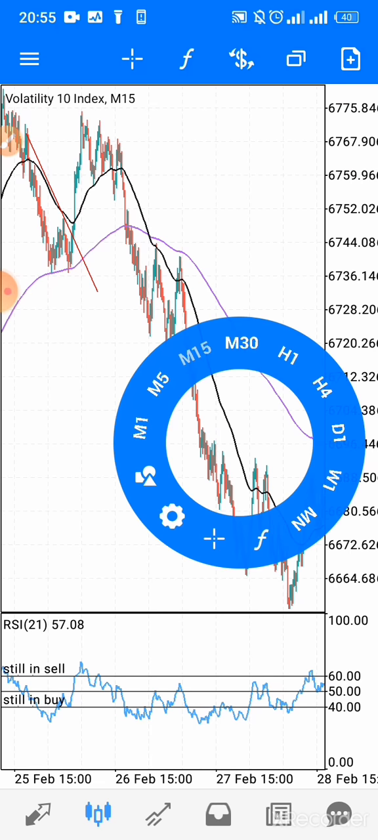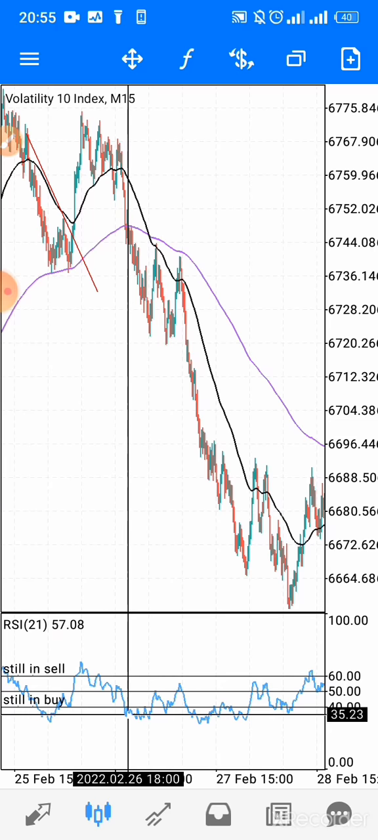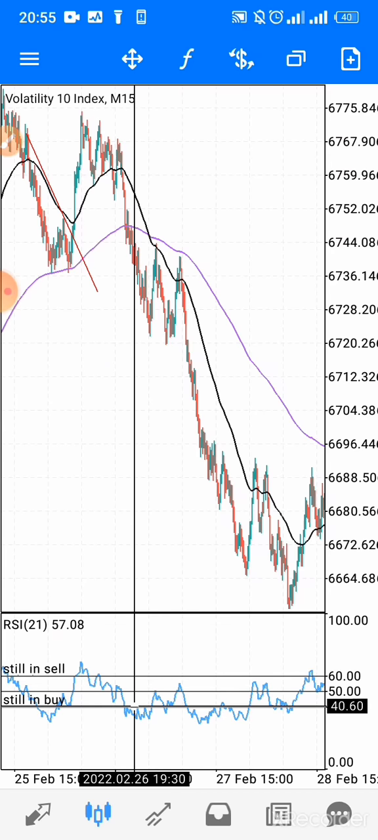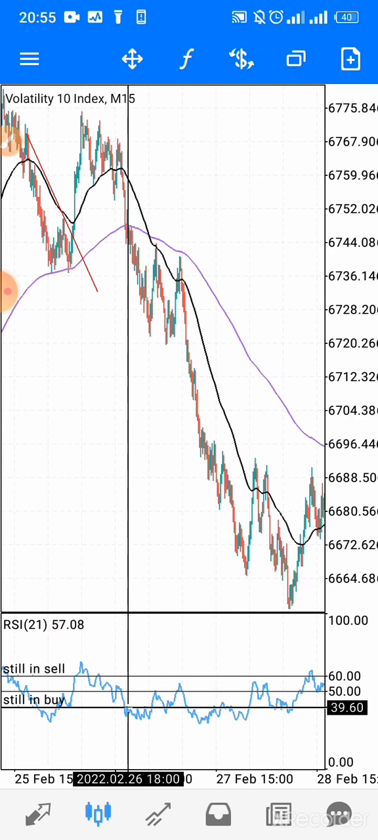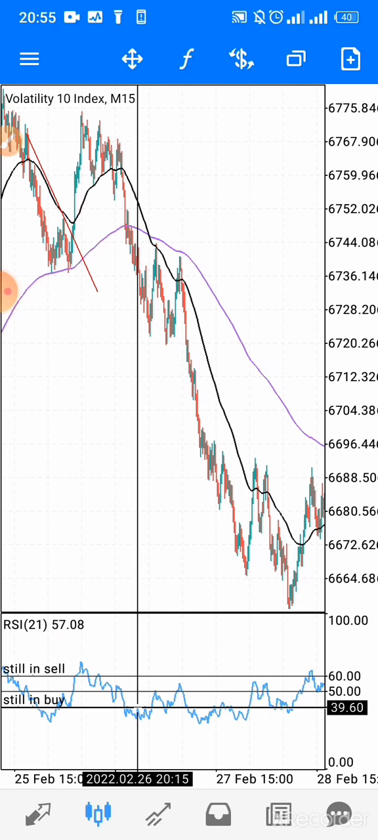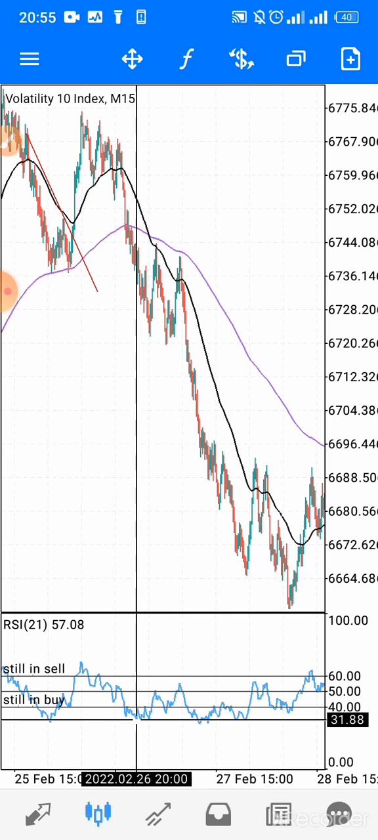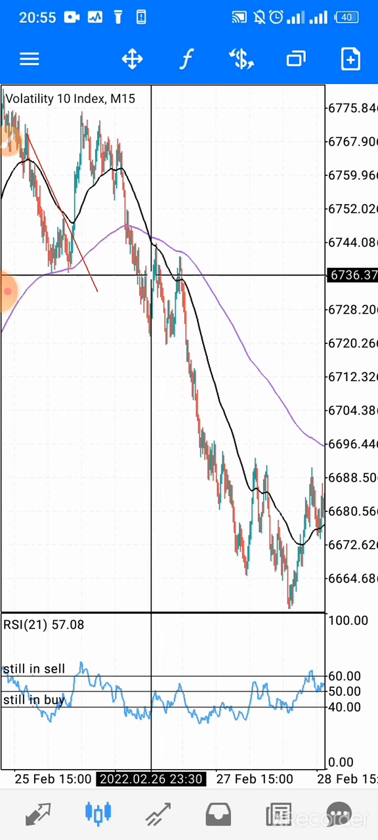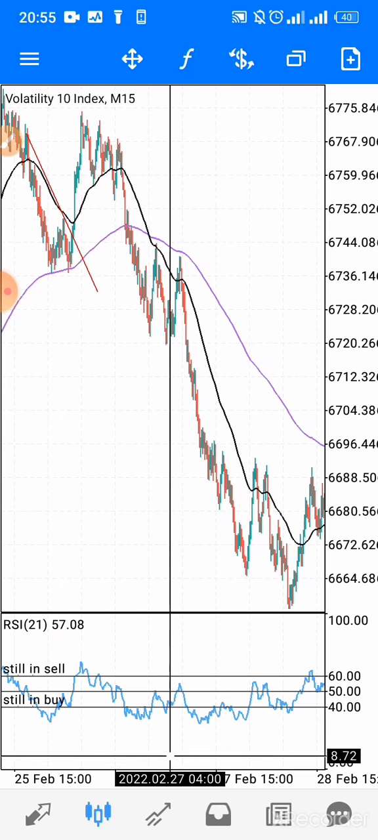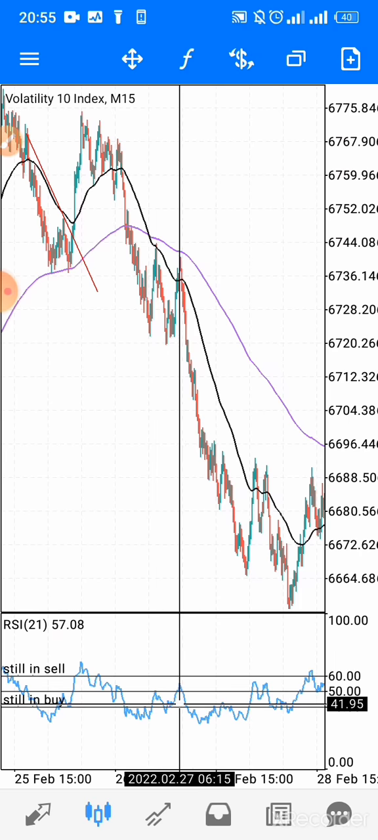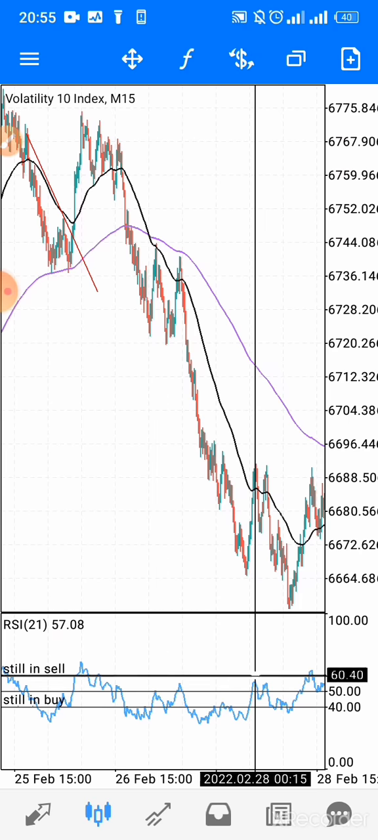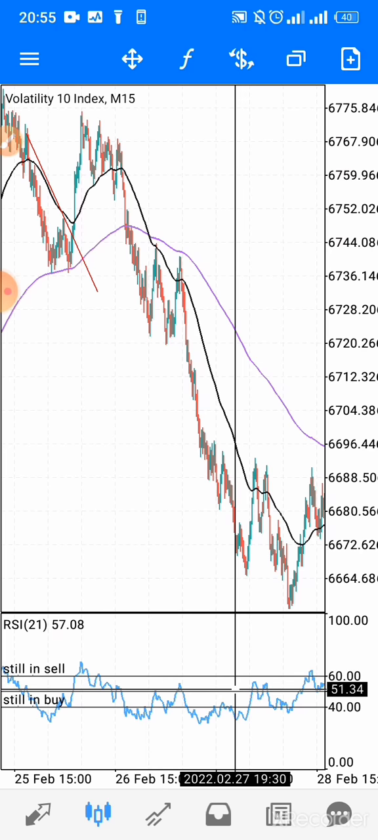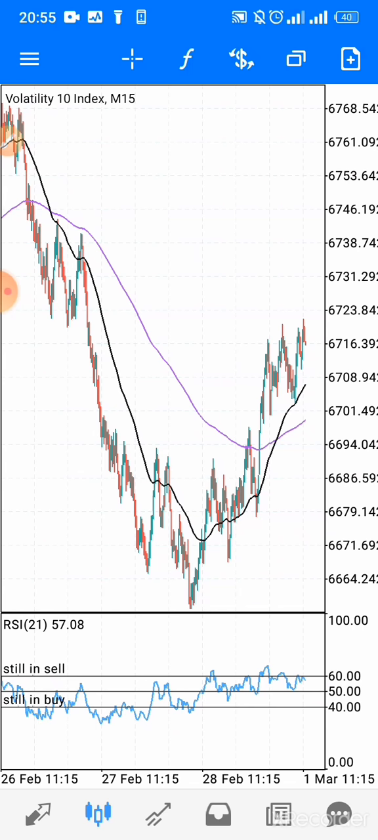Okay, taking this for example, right here. If the RSI didn't cross this 40 level here, we're still going to be looking for our buy trades. But when it crossed here, and when the trend got confirmed by this EMA cross here, that's when we start looking for our sell positions. And we still look for our sell positions until the RSI crosses the 60 level here. Okay, so that's what we're going to be doing. So let me show you the charts.